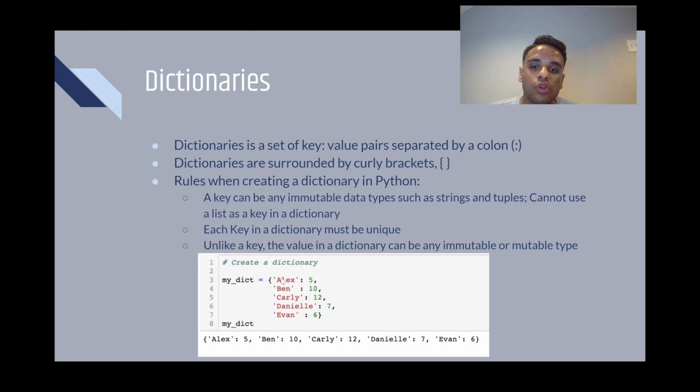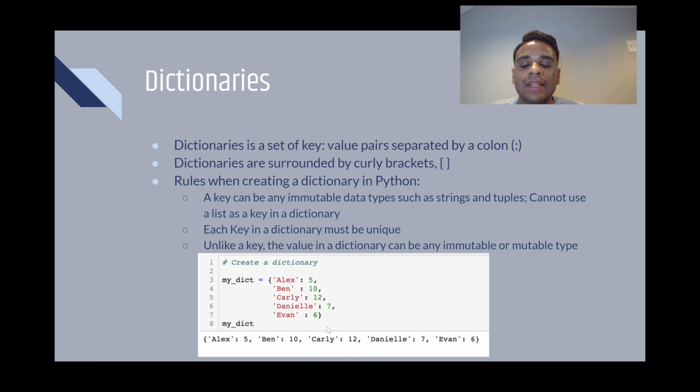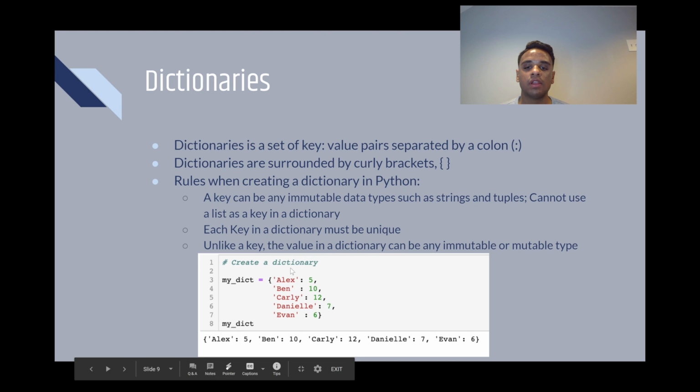But you could use mutable types for values, however, or immutable types for values. So you could use a list as a value, but you cannot use a list as the key. So you cannot use it on the left side, but you could use it on the right side, which is the value.